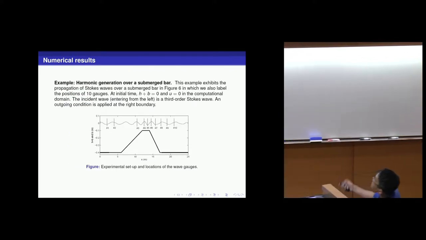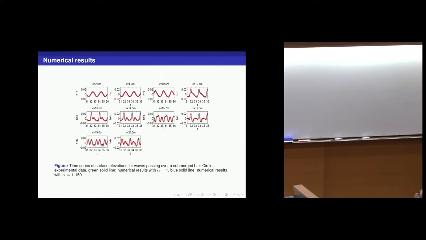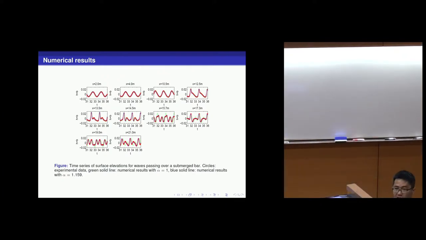Okay, numerical results. Here, the same numerical example, we can say they're much improved, a good improvement for the numerical model. We can see that. There are also three data sets. The red circle is the numerical data.